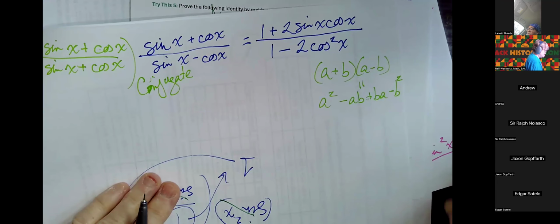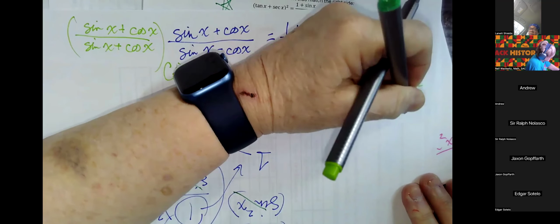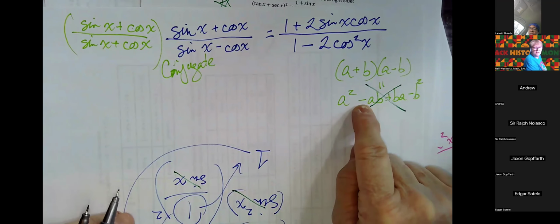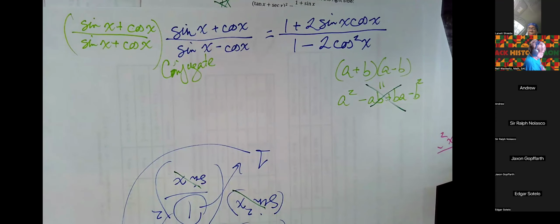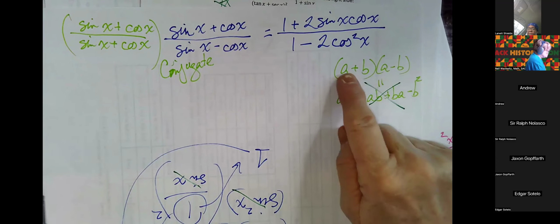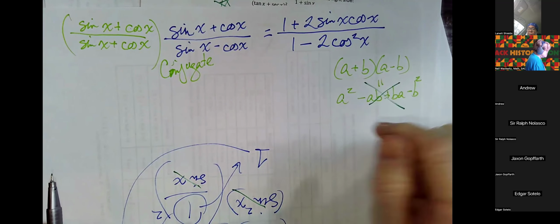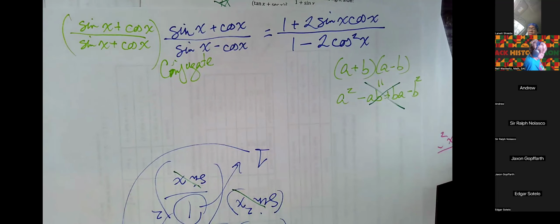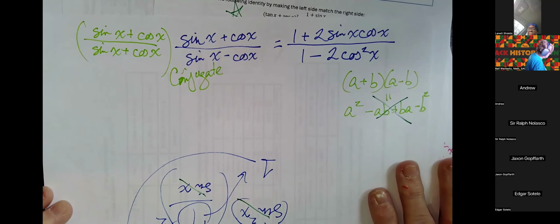And what happy thing happens? Negative ab and positive ab go away. So we're not going to do that step every time. We're just going to think a plus b times a minus b is a squared minus b squared. So that's sort of an algebra thing that we're going to really practice on.